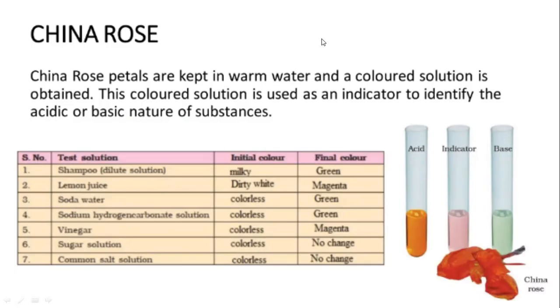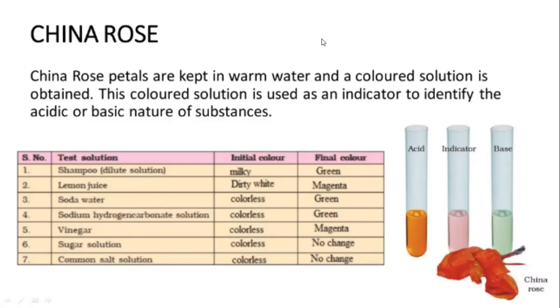Okay, China rose petals are kept in warm water and a colored solution is obtained. This colored solution is used as an indicator to identify the acid or basic nature of the substances. So when shampoo is mixed, the initial color of the China rose is milky, but when shampoo is mixed with it, the final color becomes green.